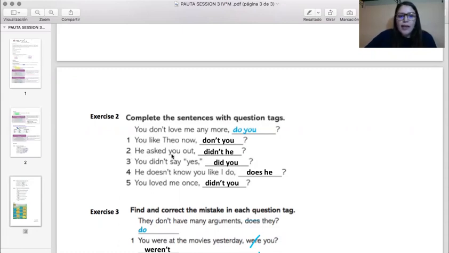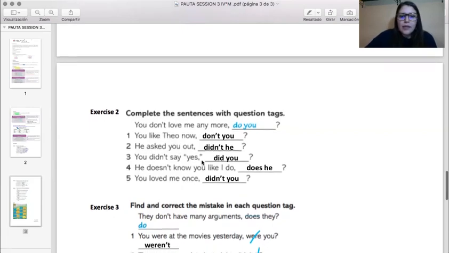Number 2, he asked you out, didn't he? Here my verb is in the past tense. It's a regular verb. Aquí el verbo es regular, está en pasado, ¿cierto? Le agrego ed y está en afirmativa. Por lo tanto, utilizo el negativo y repito el pronombre. Number 3, you didn't say yes, did you? Here I have the negative, so I use the positive and I repeat the pronoun.